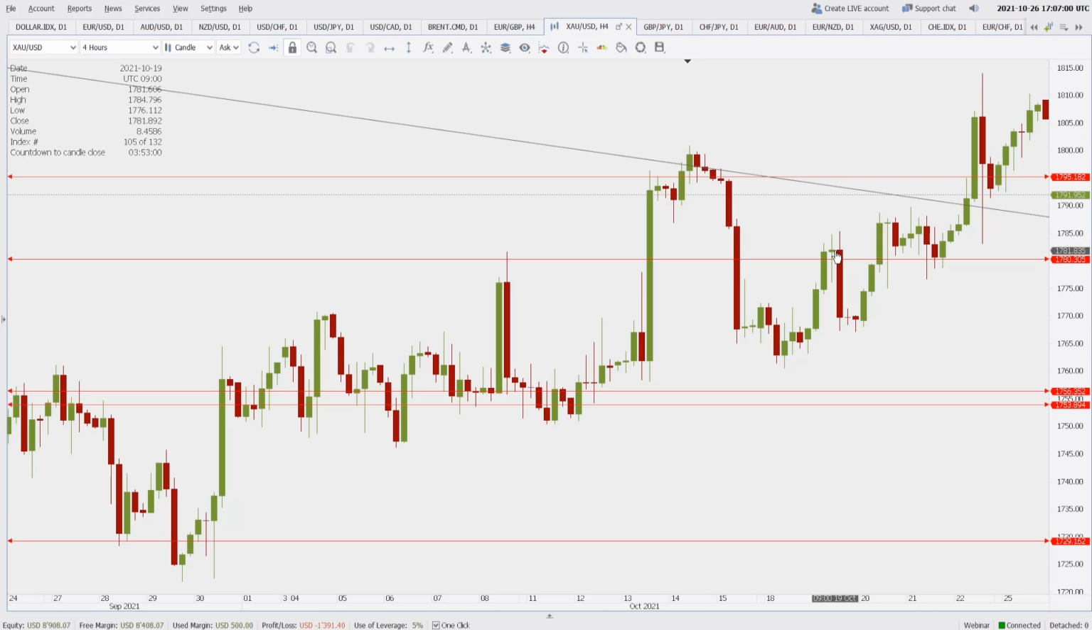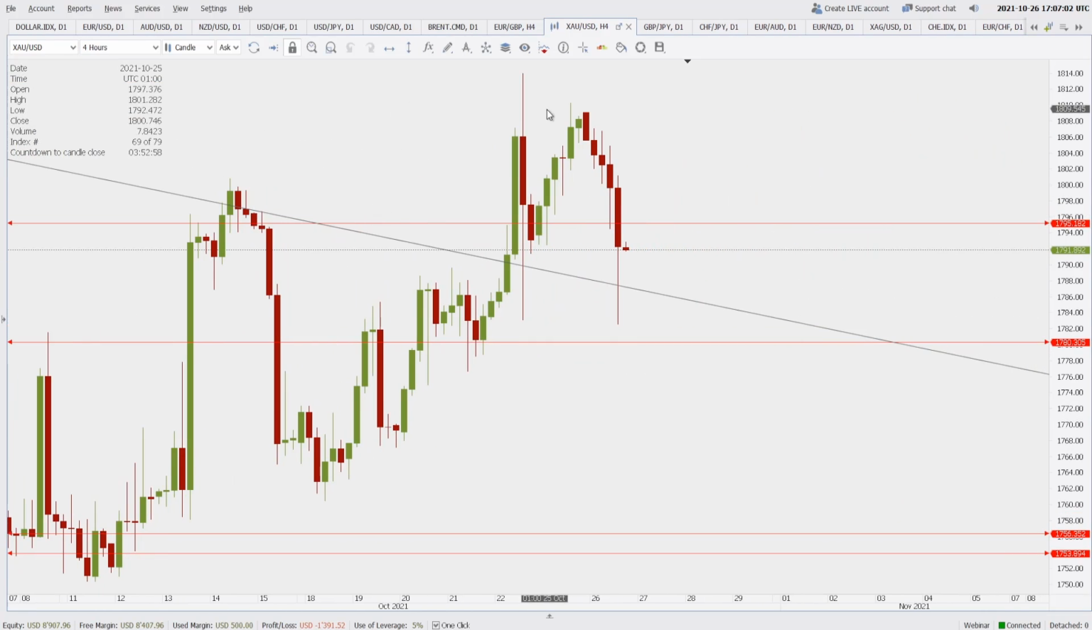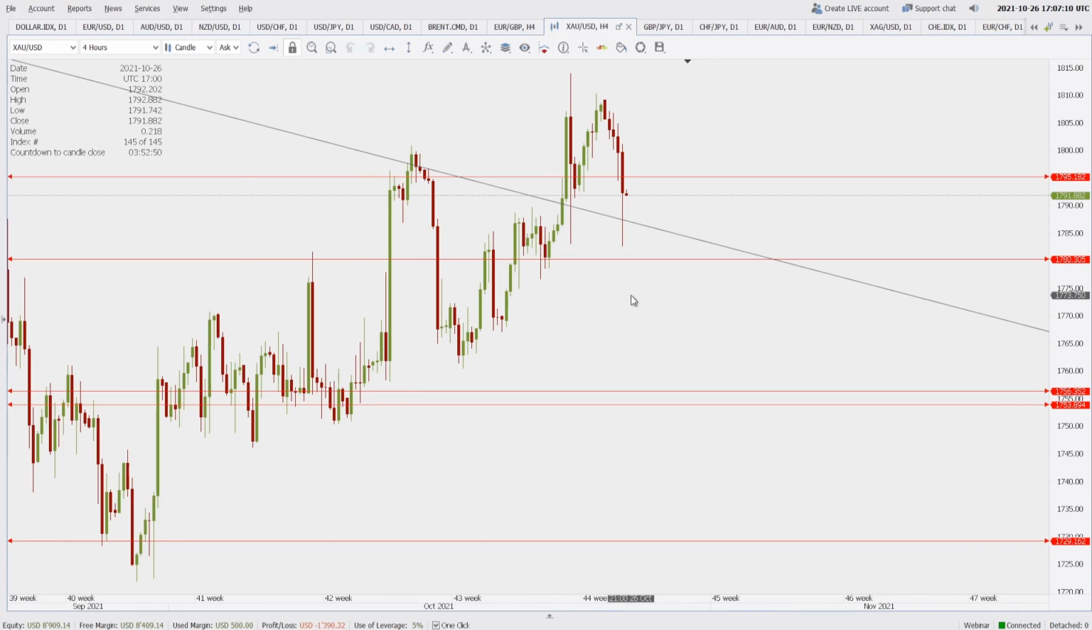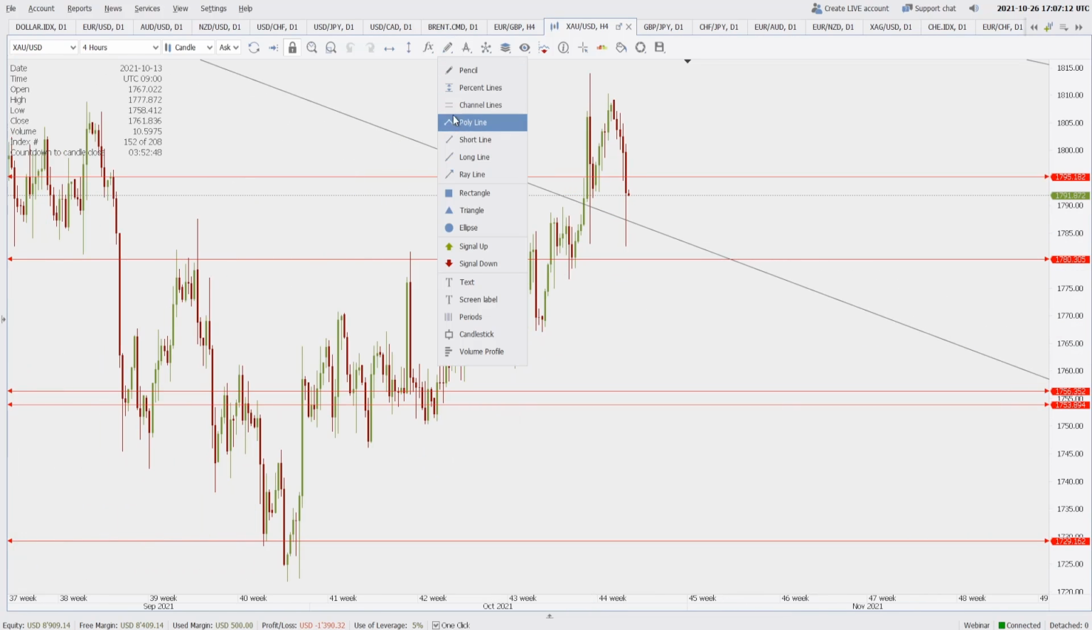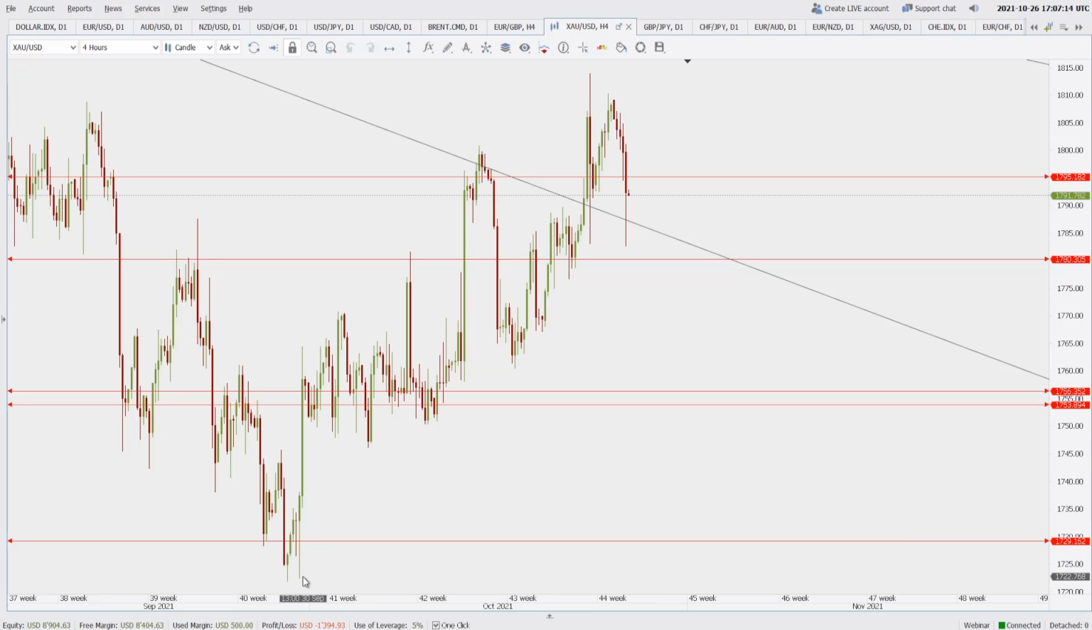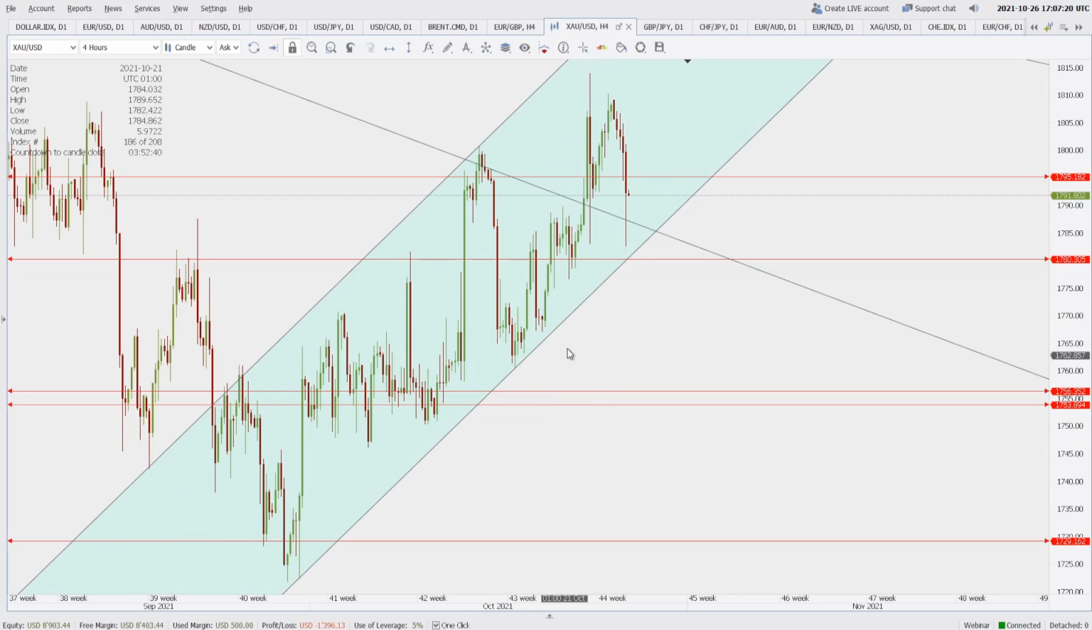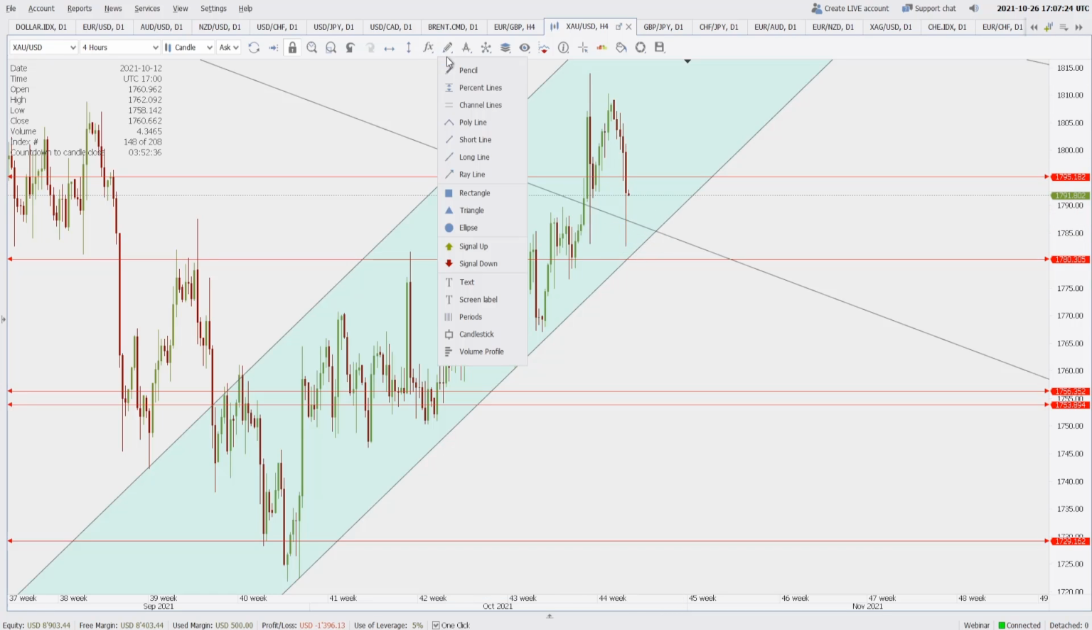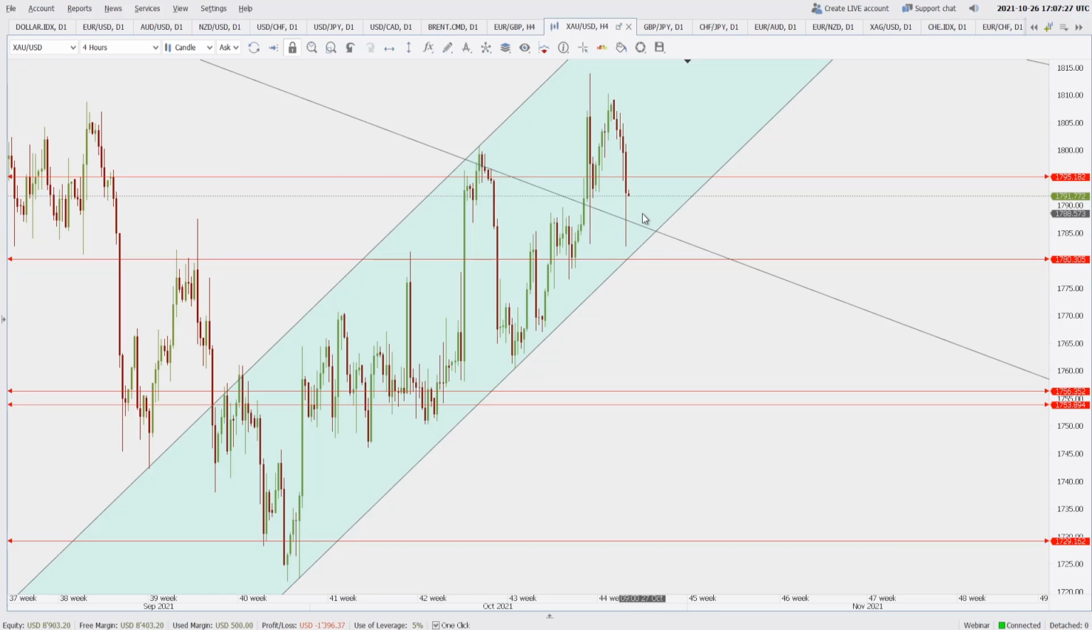You can check this on the 4-hourly and you will notice that the price came back to test this as a fresh support, and every time now the price comes back to this level, this will act as a support. In fact, if you draw a channel joining these lows here, you will find that this can be an area of interest.